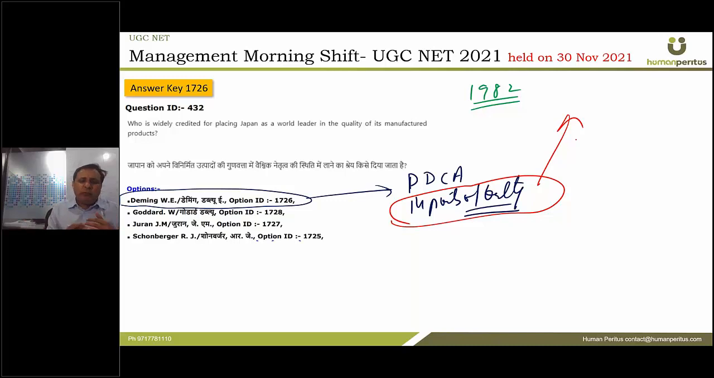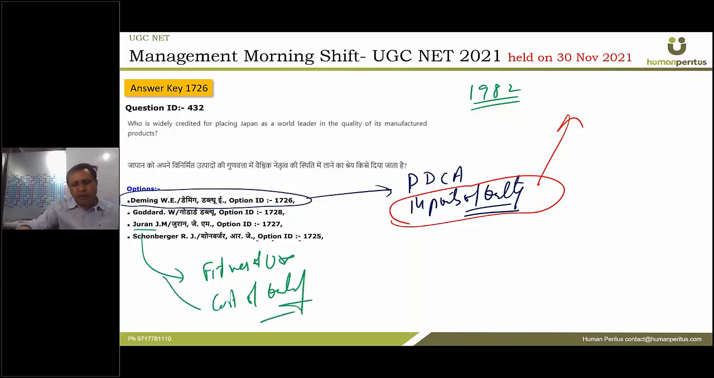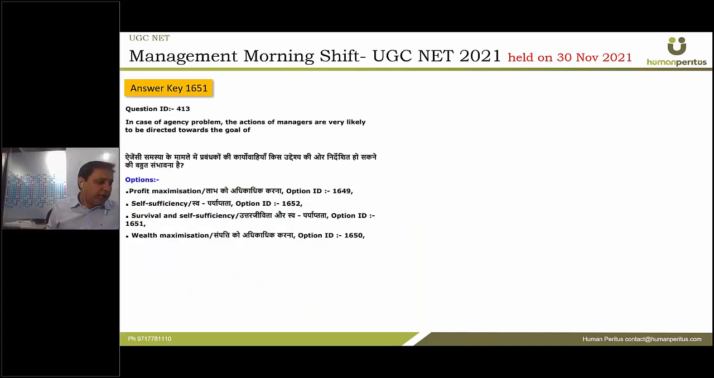बाकी ठीक है, बाकी other 3 names are not very well known except Mr. Juran JM. इन्होंने 2 चीजें दिया था. One was concept of fitness of use and second one was cost of quality. बाकी 2 को you can ignore. They are not very well known name. Okay, next. So next question is on agency problem.